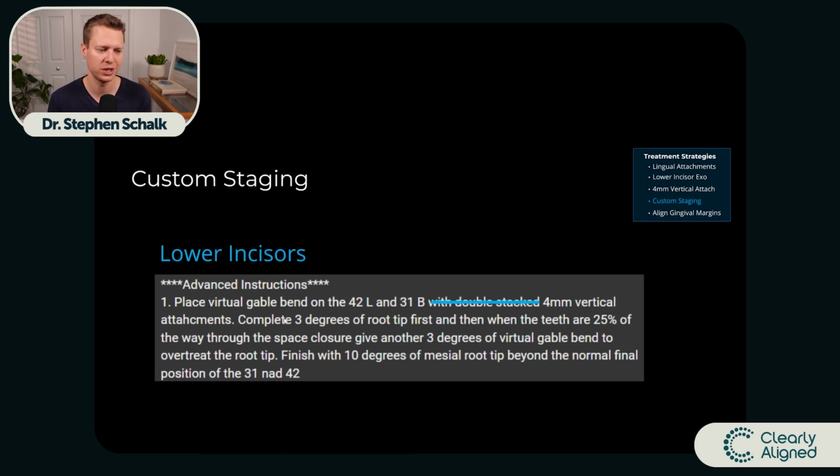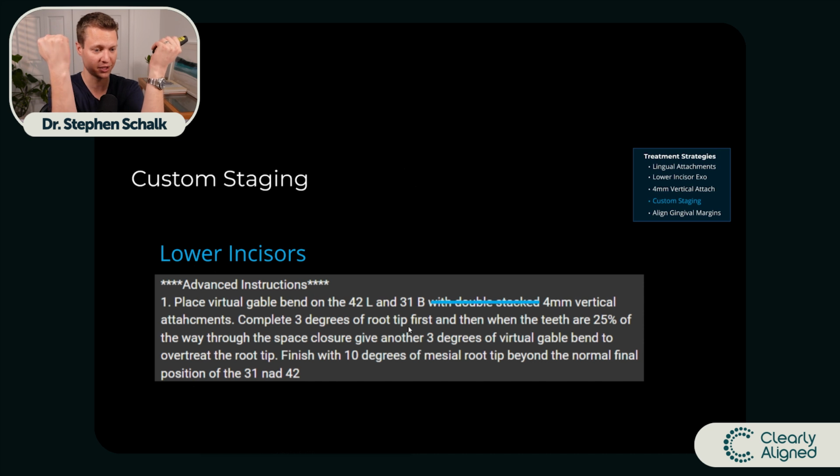We want them to complete 3 degrees of root tip first, so mesial distal movement of those roots. We want 3 degrees first, and only when the teeth are 25% of the way closing that space, then give another 3 degrees, and then finish with a total of 10 degrees of mesial root tip beyond the normal final position of the 3-1 and the 4-2. That's a lot of words.